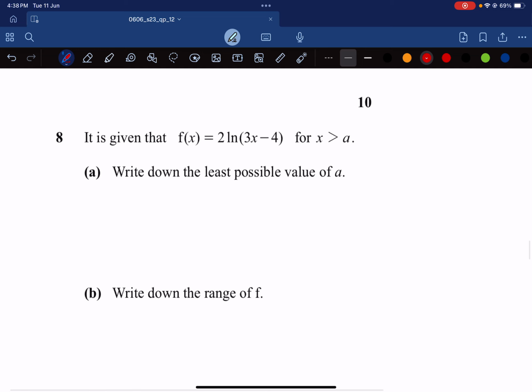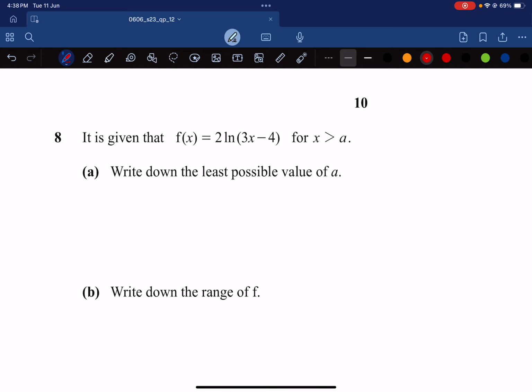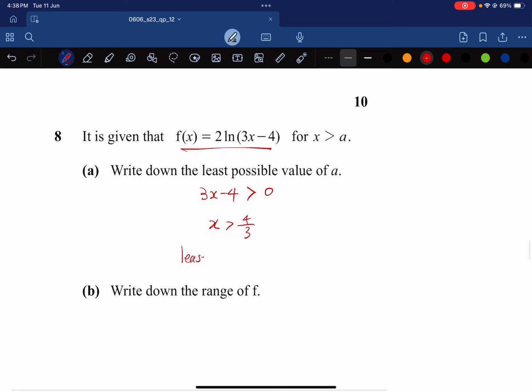So for this question, given that f(x) equals 2 ln(3x minus 4) for x greater than a, find the least possible value of a. For this function to be defined, the argument must be positive. So x is greater than 4 over 3, right? So the least value of a would be 4 over 3.